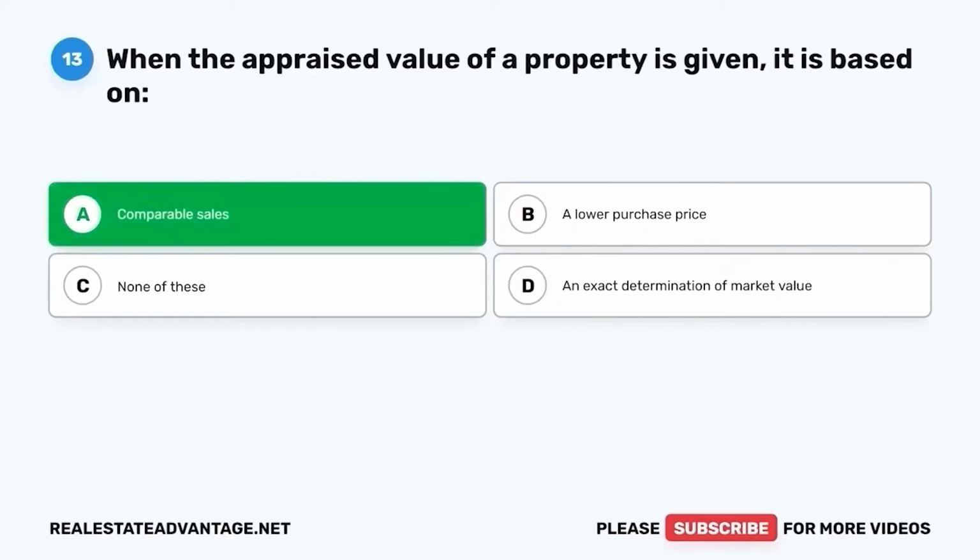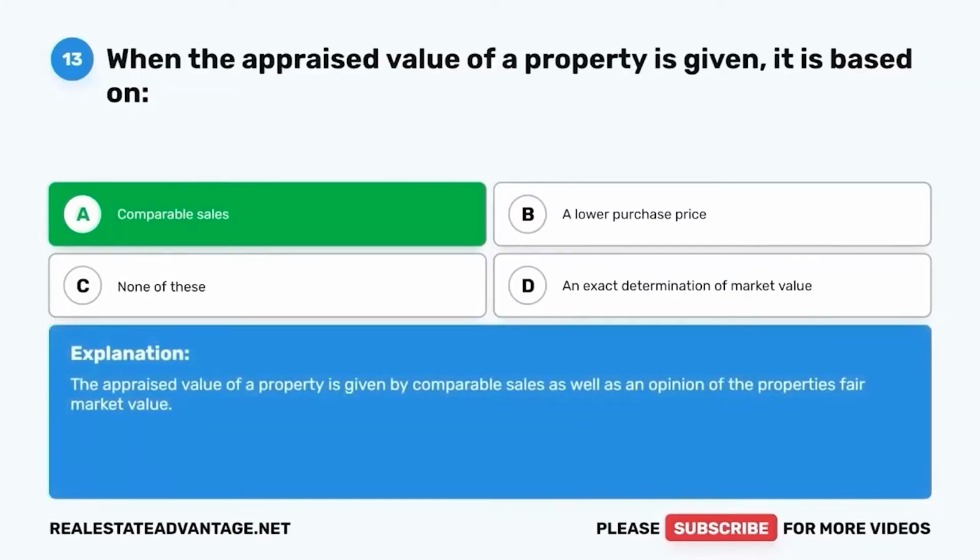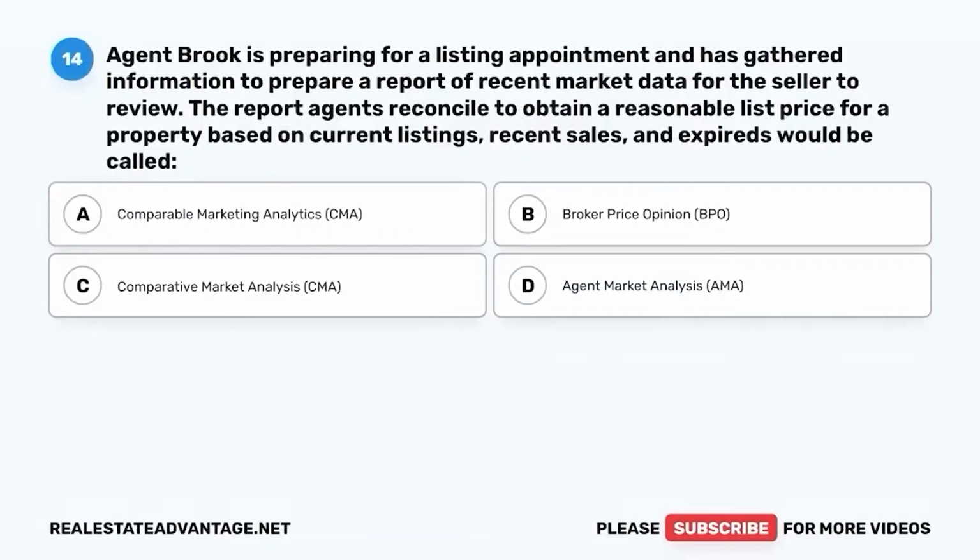The correct answer is A. Comparable sales. The appraised value of a property is given by comparable sales as well as an opinion of the property's fair market value. Question 14. Agent Brooke is preparing for a listing appointment and has gathered information to prepare a report of recent market data for the seller to review.